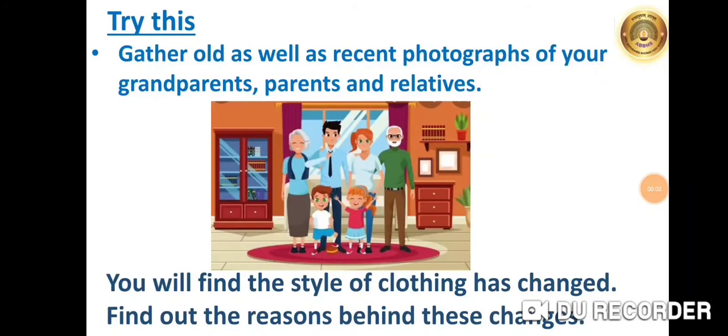Gather old as well as recent photographs of your grandparents, parents, and your relatives. Students, look at this image. What can you see in this? Correct, we can see 3 generations here. One is the grandfather, second is your father, and third is you. You might see a change in the type of clothes that your grandfather wears, your father wears, and what you wear. Why is that so?